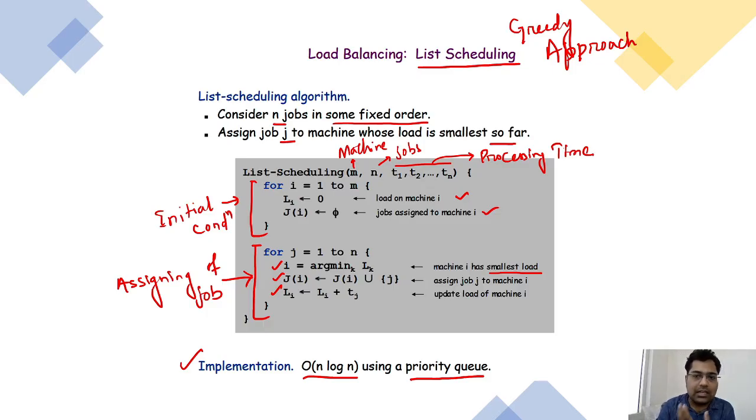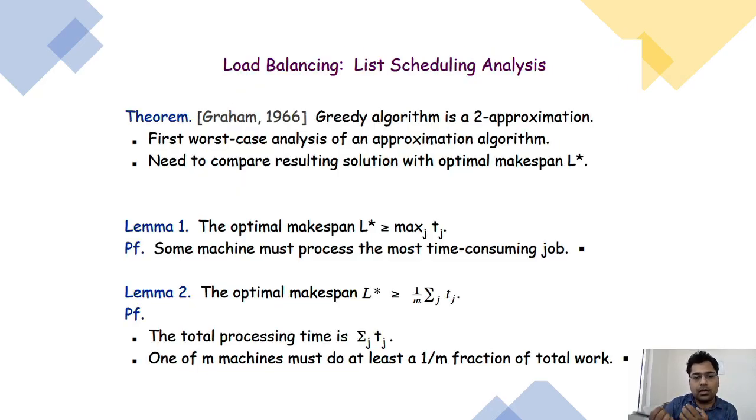I hope it is clear to you how the greedy approach, how list scheduling, is providing this much time. Next we have to follow certain lemmas and prove a theorem. Graham's 1966 algorithm is a two approximation that we recently studied in approximation. Those who are new, kindly watch the introduction video. What is two approximation? What is one approximation? I'm just repeating with a preview of it.